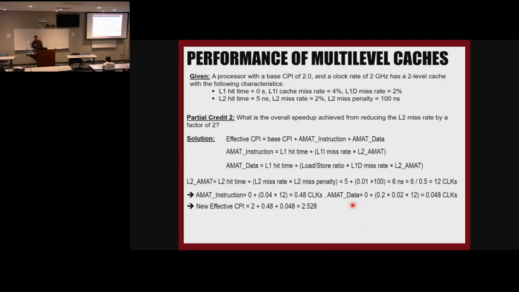But the question is not asking about the CPI. The question is asking about the speedup. So what is the speedup here? We have to divide the CPI of the old design by the CPI of the new design, because speedup has an inverse relation with the execution time, and you get 1.035 speedup, or 3.5% improvement.